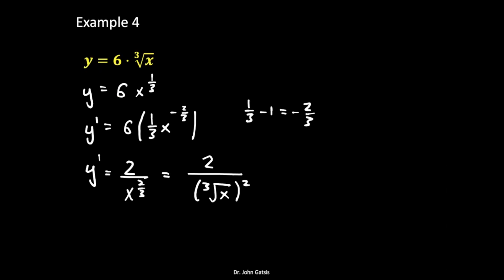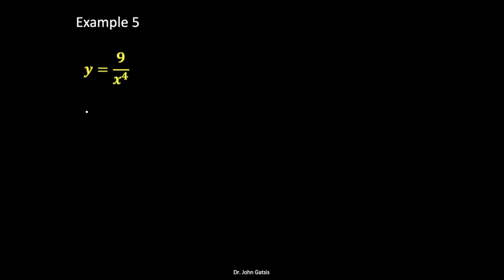So let's do one more example here. Here we have one where we have a negative exponent. Just bring that 4 down and you would have 9x to the negative 4. Let's do this one faster by just multiplying the 4 and the 9 together. So negative 4 times 9 is negative 36. And then you would subtract 1 from negative 4. So negative 4 minus 1 is negative 5.